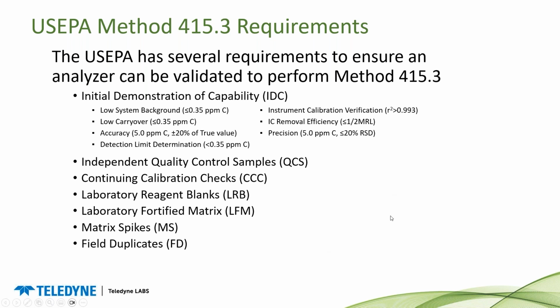And along with the initial demonstration of capability, independent quality control samples must be run and validate the operation of the system. For a schedule, you have to run continuing calibration checks to make sure the calibration is still valid. You'll run laboratory reagent blanks, laboratory fortified matrix, which are spiked samples, your matrix spikes, and field duplicates.